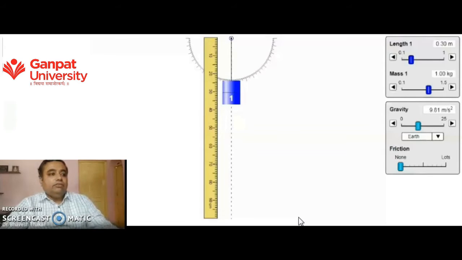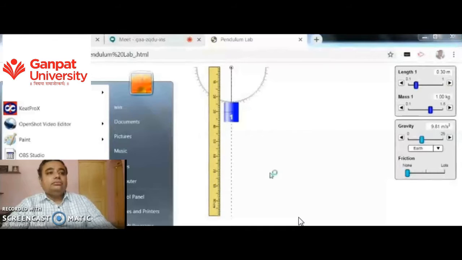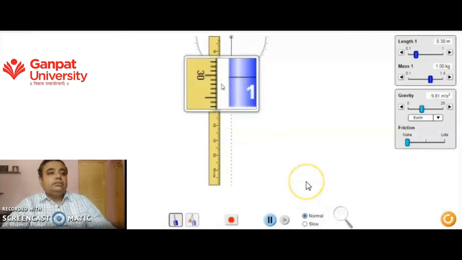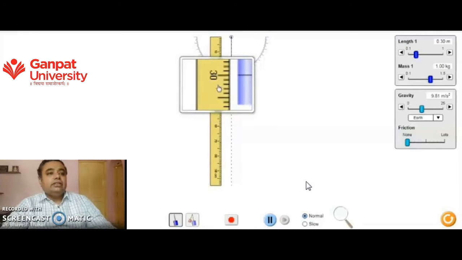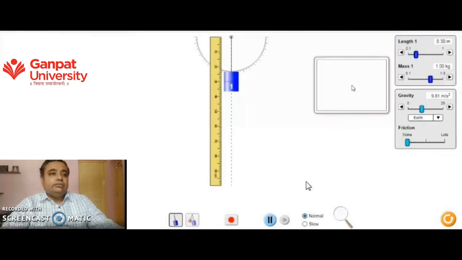We'll confirm it using the magnifier. You can see it is 30 centimeter, and we can slightly adjust it. Right now it is correct. From the center, as you can see, we have 0.30 meter, so it is 30 centimeter. So the length of the pendulum is 30 centimeter.